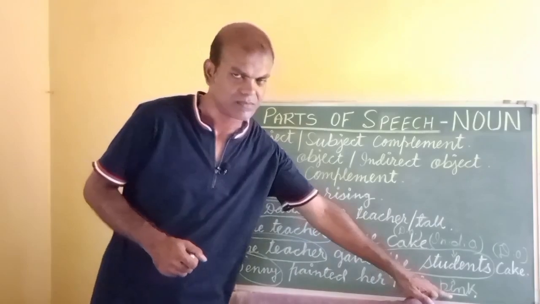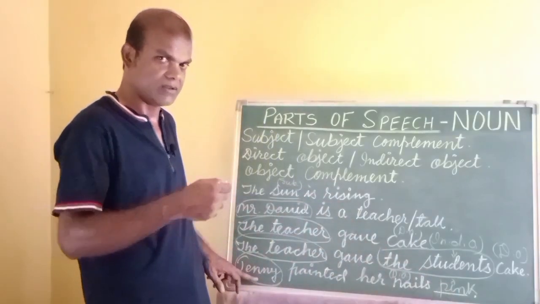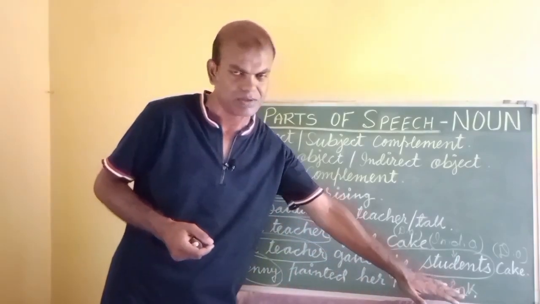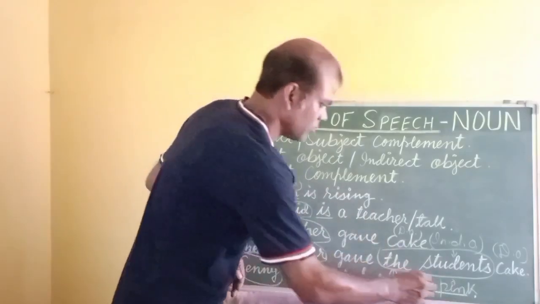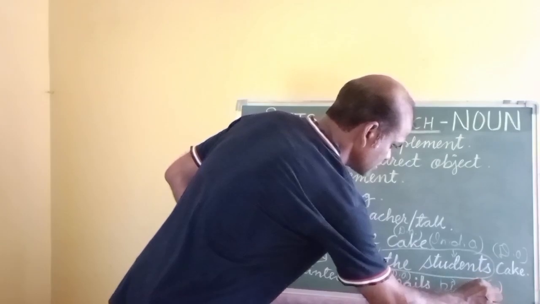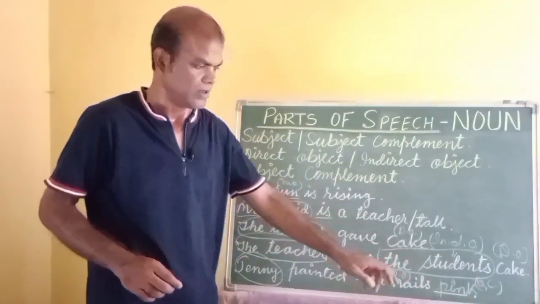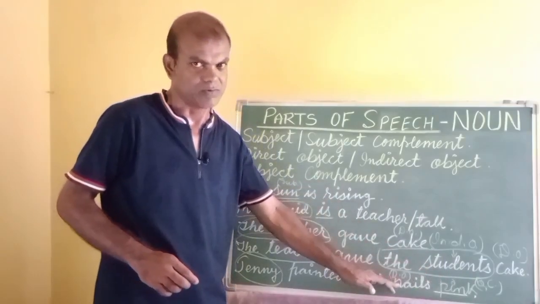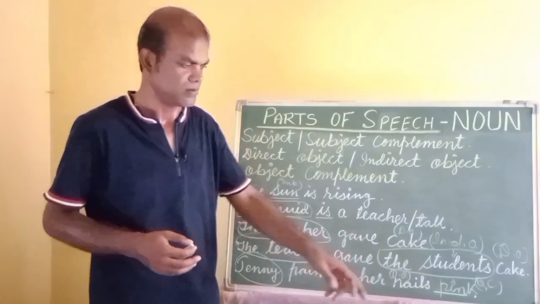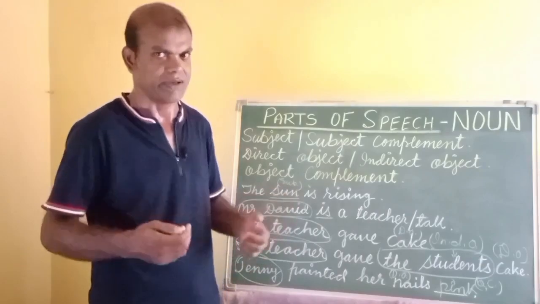Now the pink is the color that Jenny used for painting her nails. Okay, so now this is the object complement. Pink is the object complement. It is describing the direct object. Nails are painted in which color? Pink color. Jenny painted her nails pink.